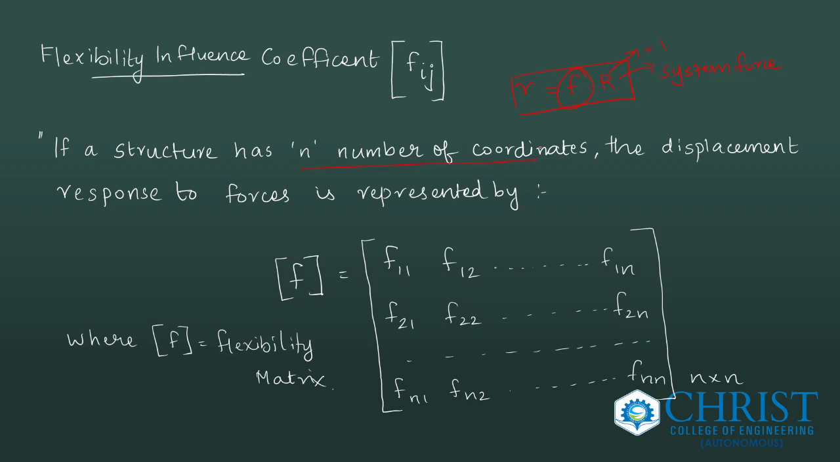We assume n number of coordinates. For example, I take a beam, it has n number of loadings. So n number of points I consider first node point, second node point, third node point, fourth node point, etc. So if there are n number of coordinate points, we will get a n by n flexibility matrix. So F11, F12, etc. It goes on. So each term in this flexibility matrix is called as flexibility influence coefficient.